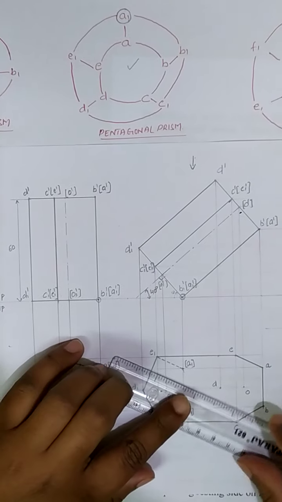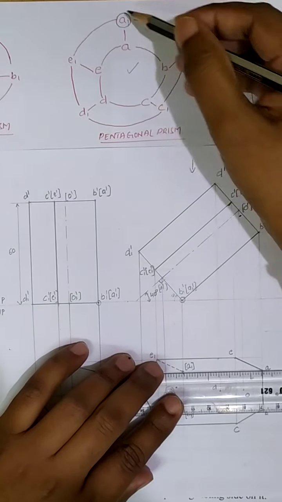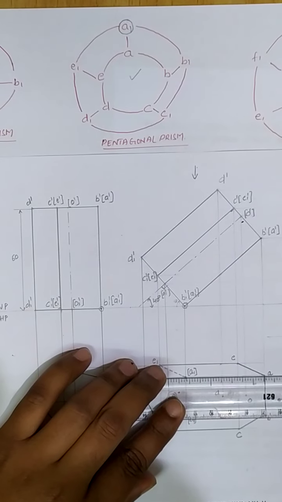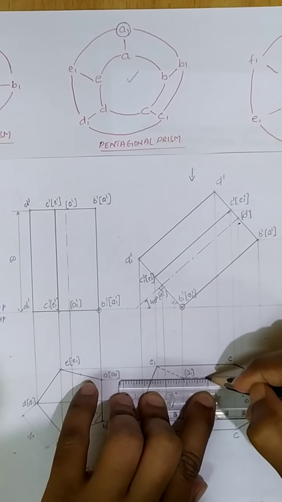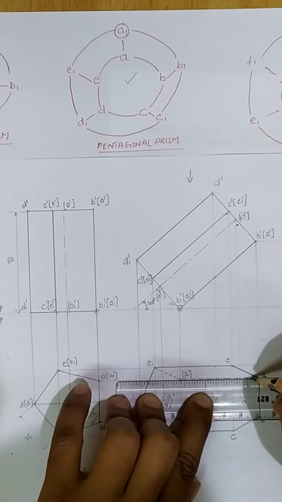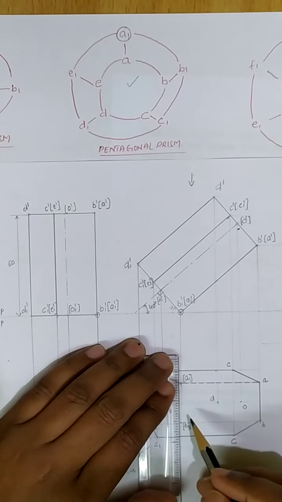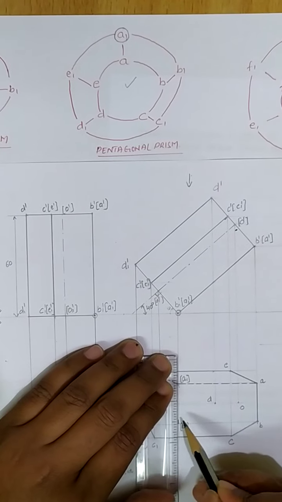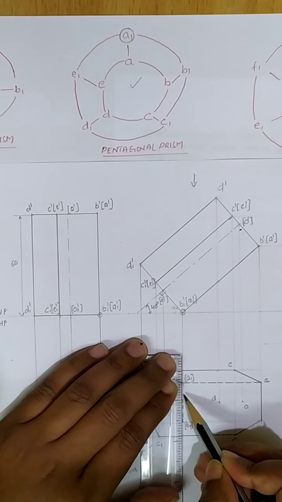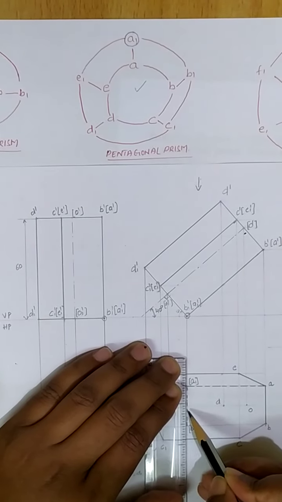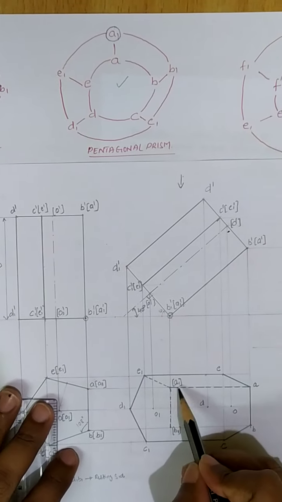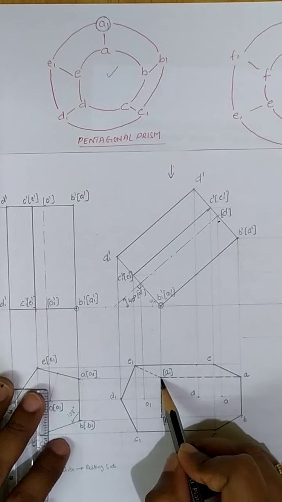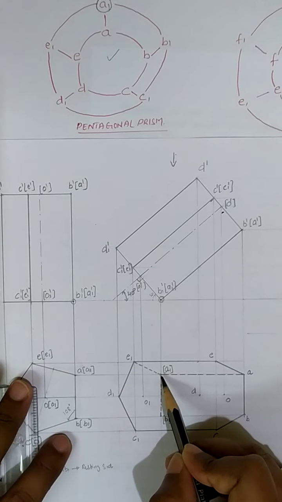A1 to E1 is one line. Next is A1 to A. So this line has to be a dotted line, so you draw it as dotted. Next, the third line is A1 to B1. So this also becomes a dotted line, right? So this is another dotted line. So we have taken three lines starting from A1, so the work with this point A1 is over.